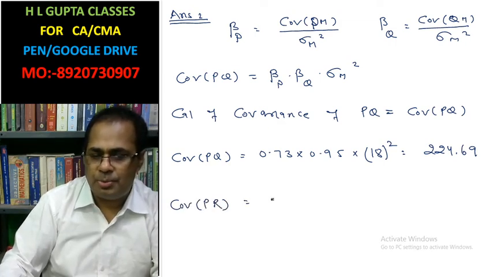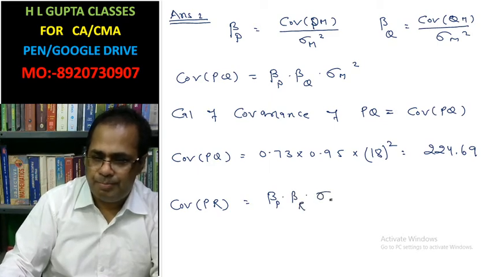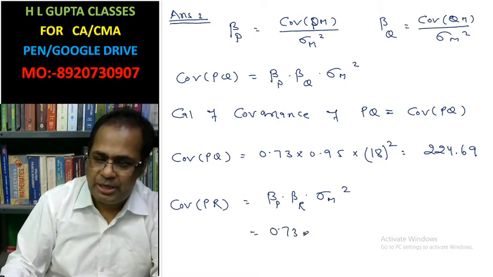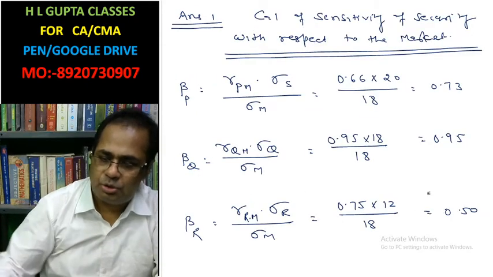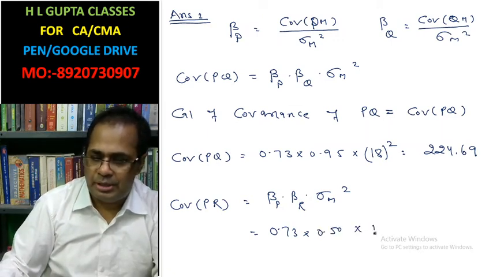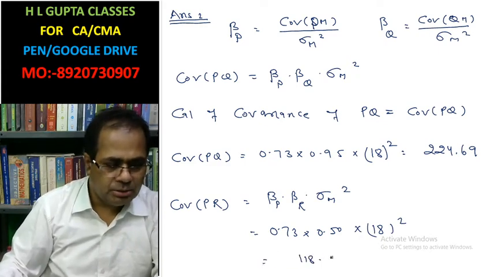Similarly, you can calculate covariance PR. What will be the formula? Beta of P times beta of R times standard deviation of market squared. In this case, beta of P is 0.73 as we have written here, and beta of R we have calculated as 0.50, times 18 squared. In this case, the answer will be 118.26.